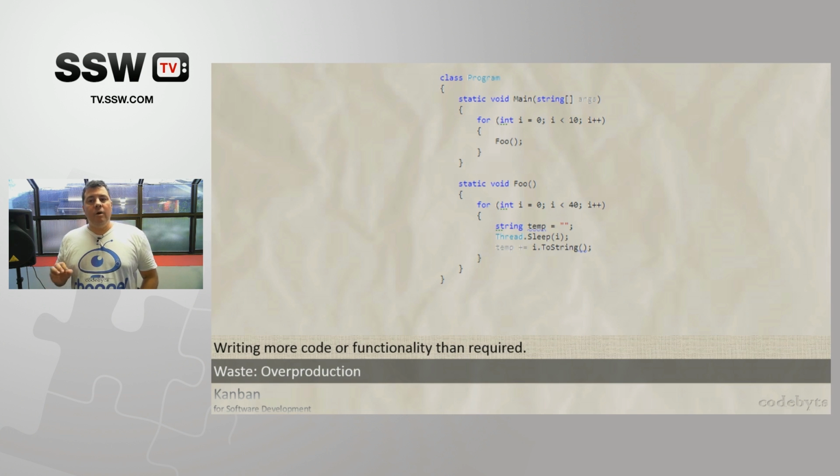And then we have an overproduction problem, which means that we write more code or functionality than required. That will mean, as you know, that we need to go and maintain this code even though it's not required by the customer or by the product. This will go into, hey, we're providing no value to the customer.